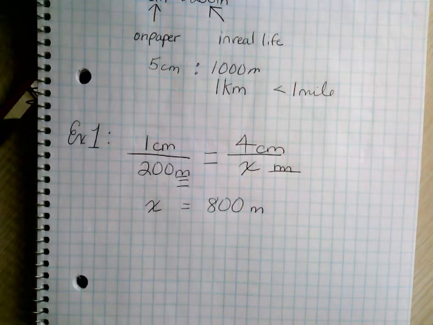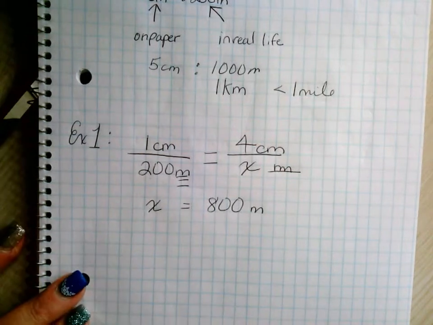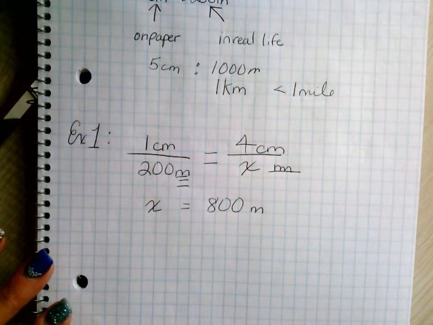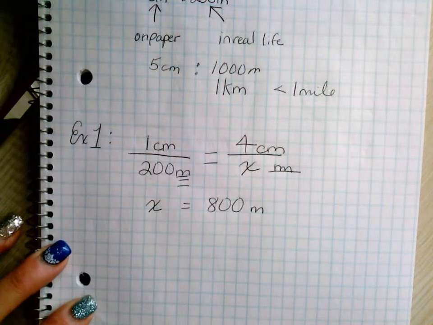Example 2, checkpoint 1, which is another example of this using the map, okay? So using the map on page 300, the pyramid of the sun is 1.1 centimeters in measurements. Okay, the sides are 1.1. What is its actual dimensions?